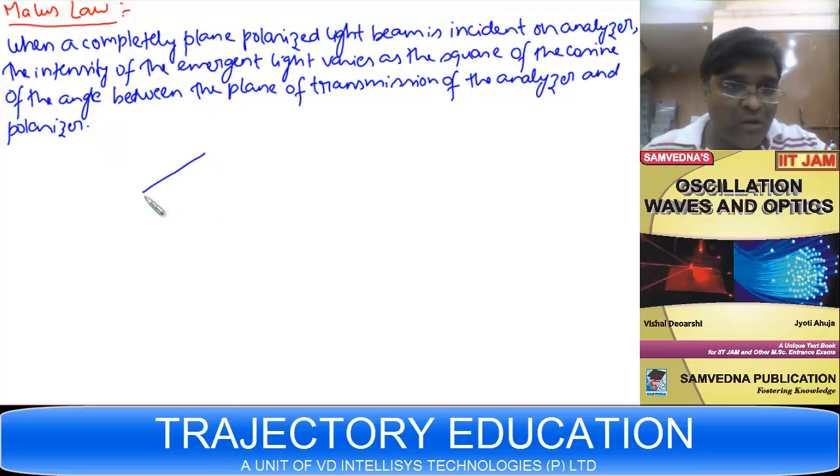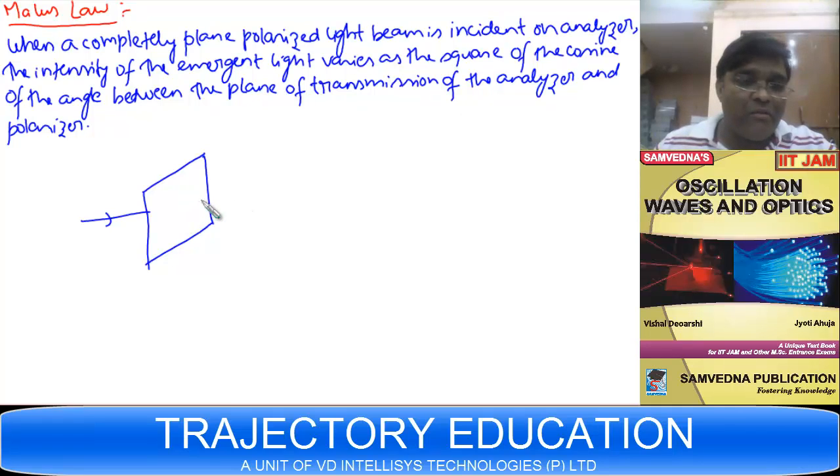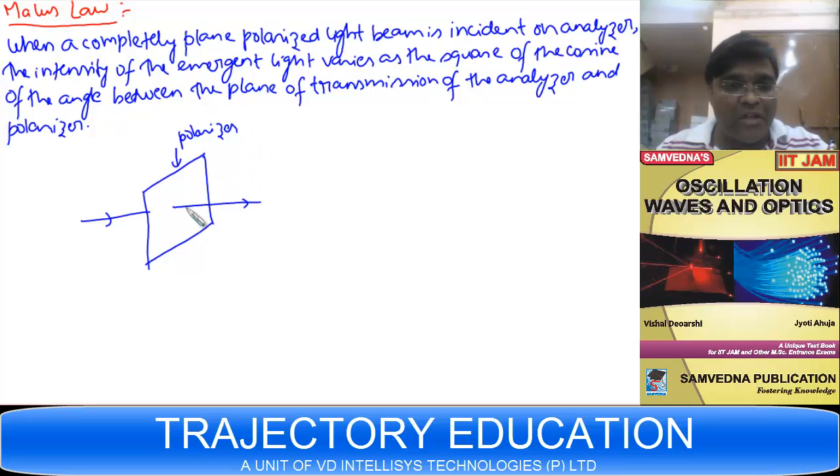Suppose you have a nickel prism. When a beam is falling on the nickel prism, then what will it give you? It will give you plane polarized light. So this nickel prism will behave as a polarizer because it polarizes the unpolarized light. On this side you have unpolarized light, and on this side you have polarized light. So the nickel prism behaves as a polarizer.